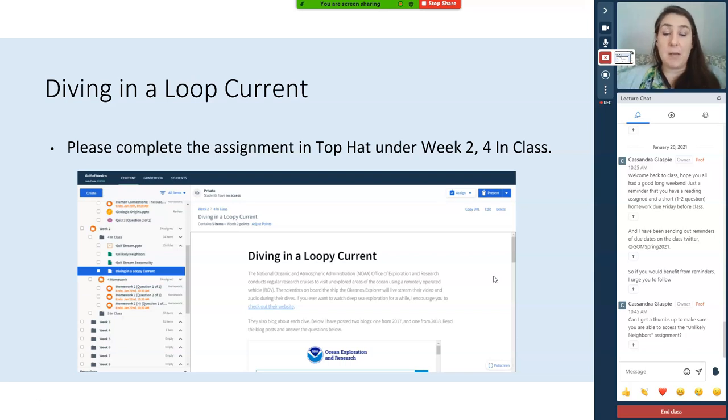So on any given day, because the loop current moves so much, they need to pay close attention to conditions to be able to determine if they can dive safely. So I'm going to have you work through this assignment, and I'll call you all back in about 8 minutes, just a minute before class ends, and we'll debrief.